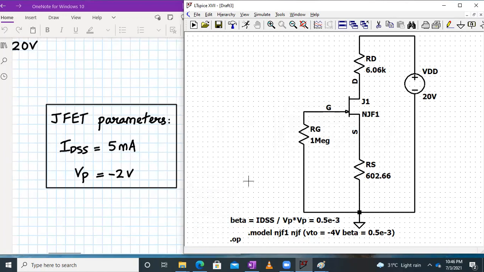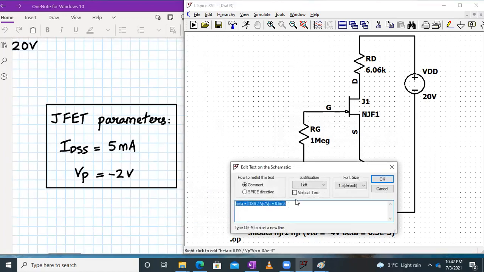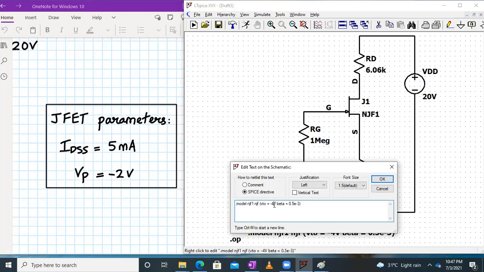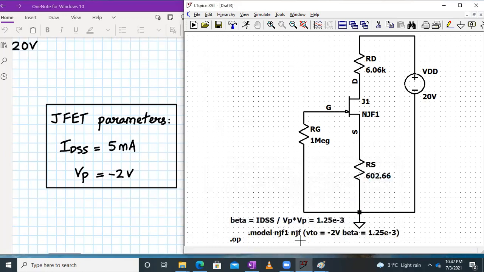JFET parameters are 5 milliampere and -2. So accordingly, your beta value will change. 5 milliamperes divided by 2 square, so we'll get value as 1.25 into 10 raised to -3. That is the value of beta we get. So we modify the dot model statement. Here it will be -2 and here it will be 1.25. This makes sure that this JFET has these parameters, IDSS equal to 5 milliamperes and VP equal to -2.